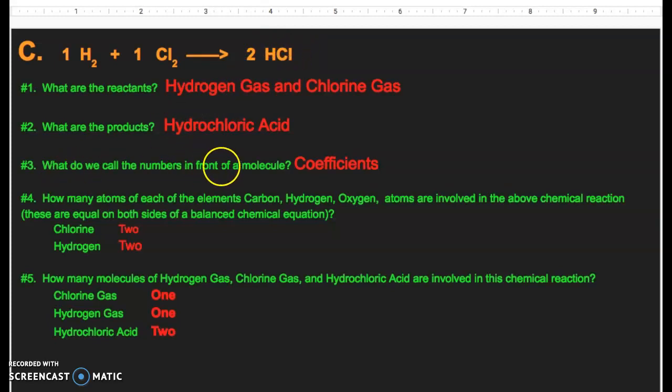What do we call the numbers in front of the molecules? They're always called coefficients. Remember, the coefficients can change. The subscripts can never change. How many atoms of each element are on both sides? You have 2 chlorines on the left, 2 chlorines on the right, 2 hydrogens on the left, 2 hydrogens on the right. How many molecules of hydrogen gas, chlorine gas, and hydrochloric acid do you have? You have 1 molecule of chlorine gas, 1 molecule of hydrogen gas, and 2 molecules of HCl.